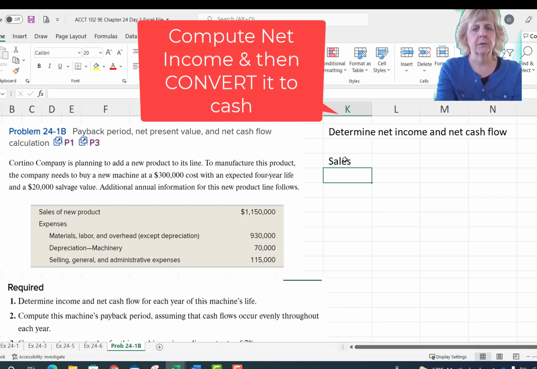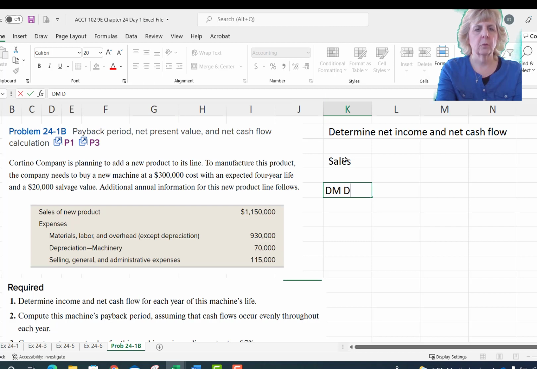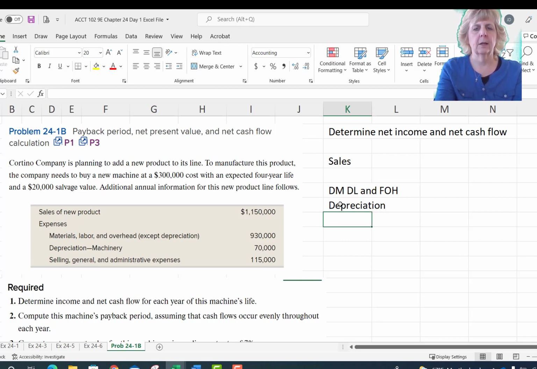We have sales, and then we're taking a look at all the expenses that it takes to create the product that this new machine will produce. That would mean direct materials, direct labor, and all the factory overhead exclusive of depreciation. We know that also because they give you depreciation on the next line item. We'll start off by computing net income first, and then they give us the selling, general, and administrative. So I'm just copying this off of the chart given to you.